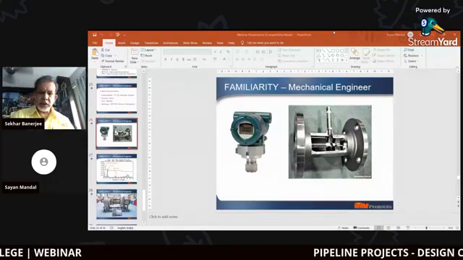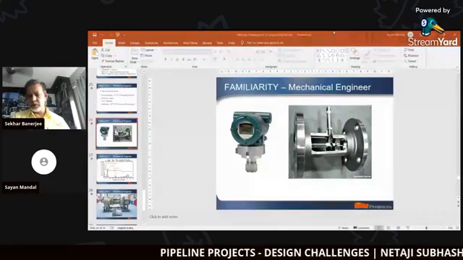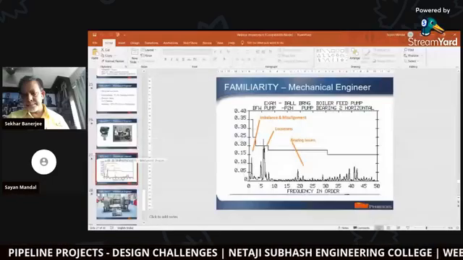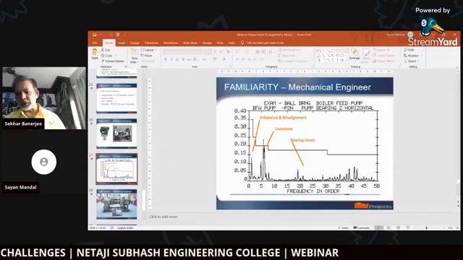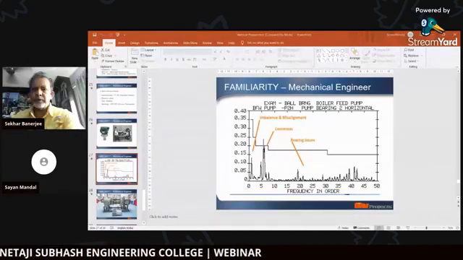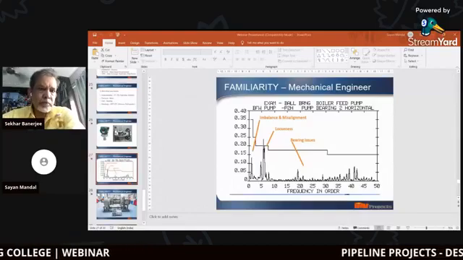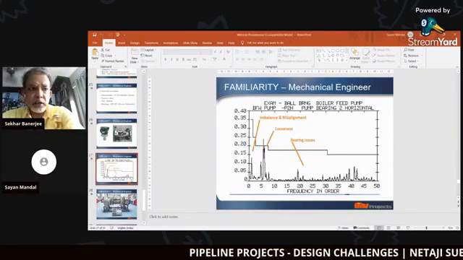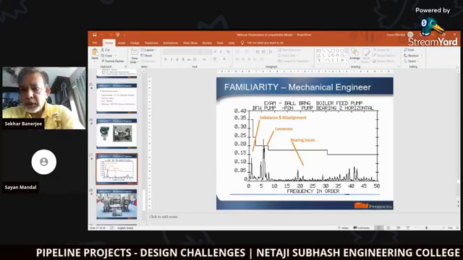Okay, let's try the next one. Next slide. So next slide, please. Okay, this slide is for the maintenance guy. The previous one was for the guys who will go in operation. This is for the maintenance guy. Anybody who is looking for a job in maintenance may look at it very carefully.